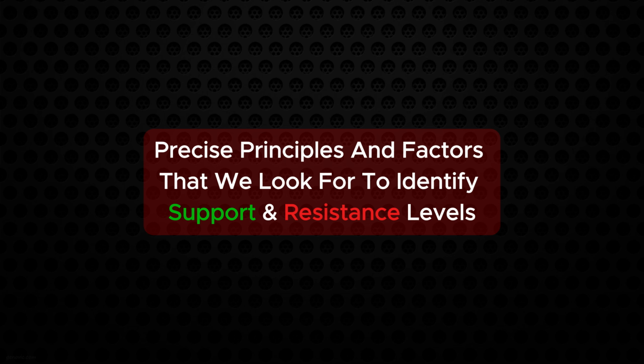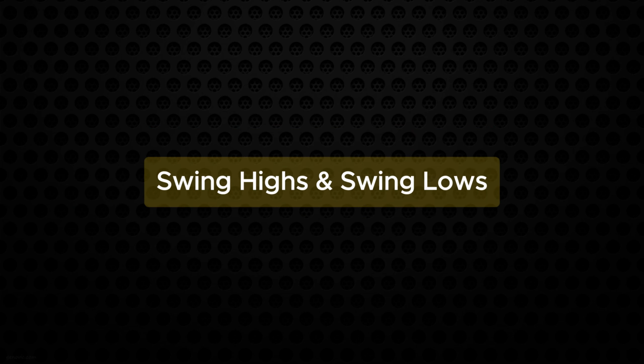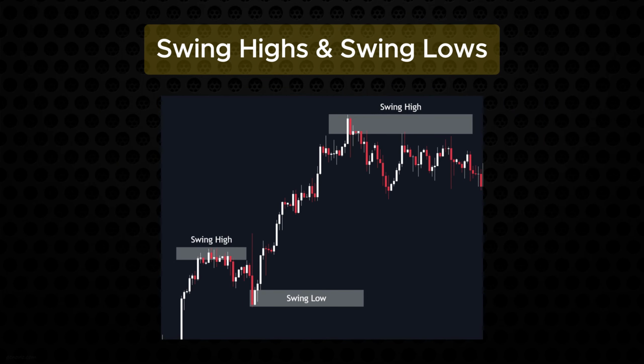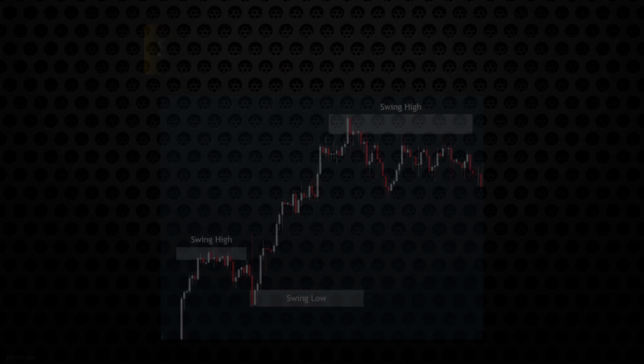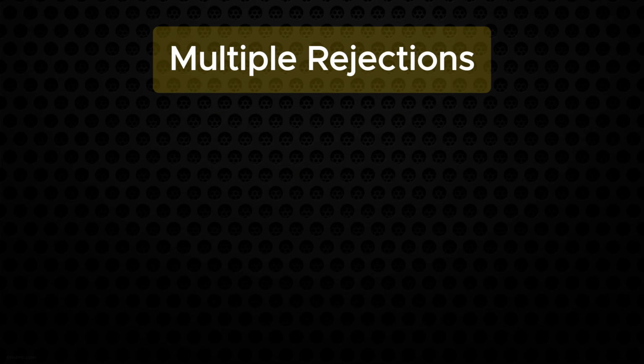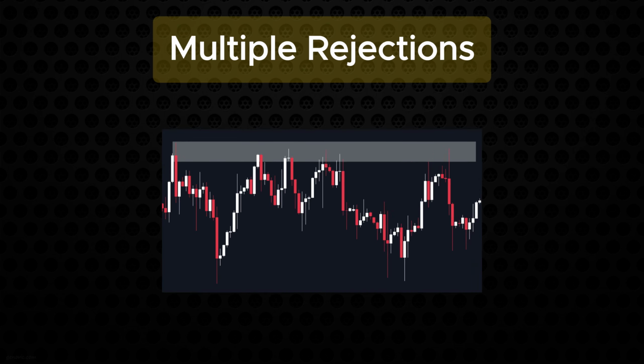Now there are precise principles and factors that we look for to identify support and resistance levels. First, we look for swing highs and swing lows. Swing highs and swing lows are the points where the price hit recently. Second, we look for those areas from where the price got rejected multiple times. The more the rejections, the stronger the level will be.